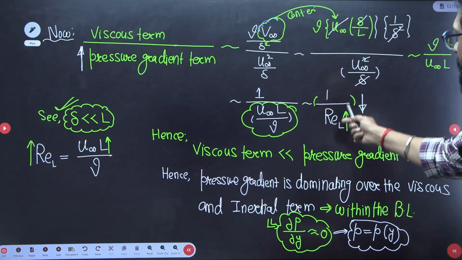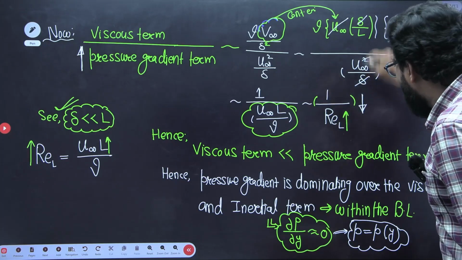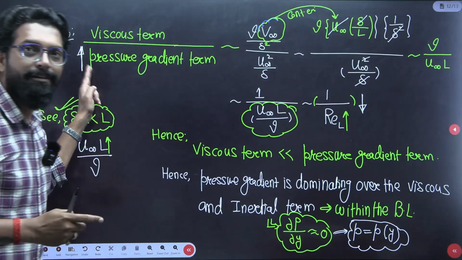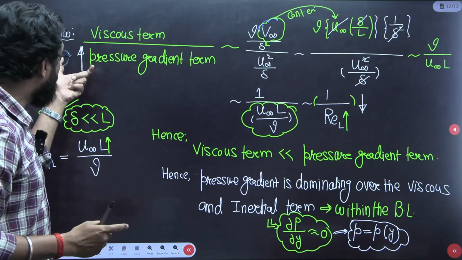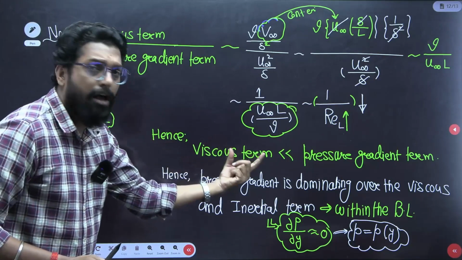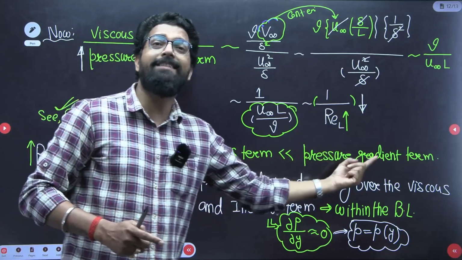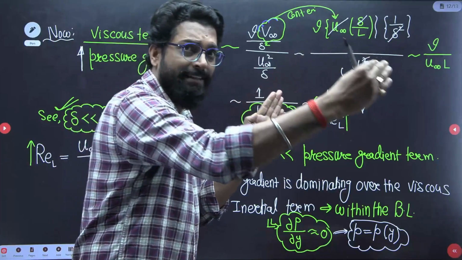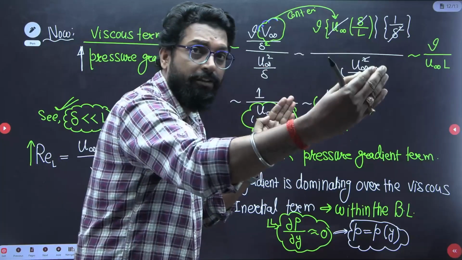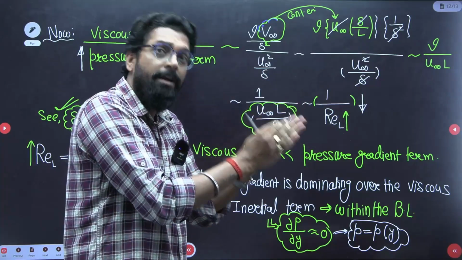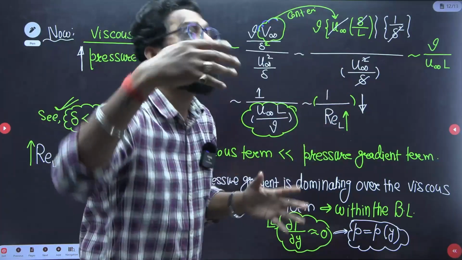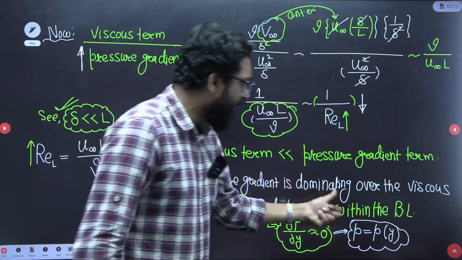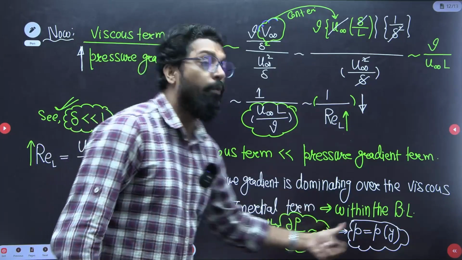So this 1 by Re_L is small, which means again the pressure gradient is more. Hence the viscous term is less than the pressure gradient term, and the pressure gradient term is again dominating. So the viscous term and the inertia term are negligible as compared to the pressure gradient term. This is the conclusion of the Y momentum equation: the pressure gradient term dominates over the viscous and inertia terms within the boundary layer.